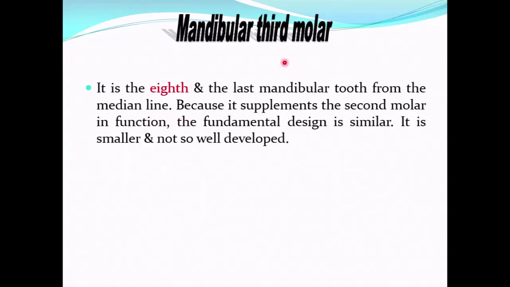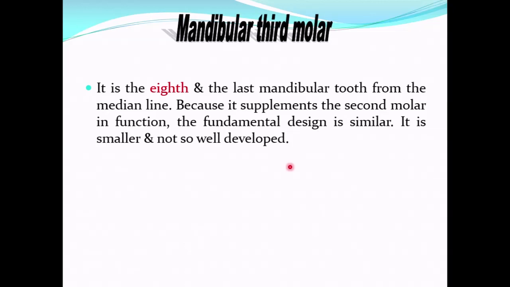Now we'll shift to the mandibular third molar. The mandibular third molar is the eighth tooth and the last mandibular tooth, just as the third molar is the last maxillary tooth in the upper arch. It supplements the second molar in function.